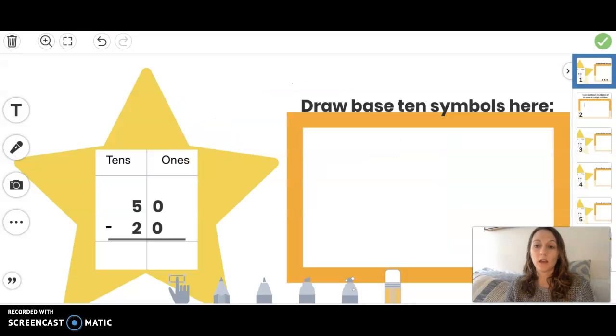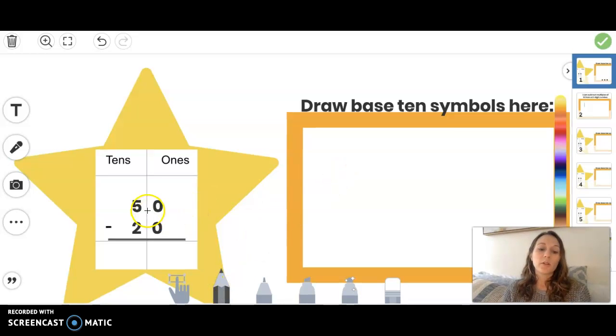You are going to be using base 10 symbols to solve subtraction problems in your Seesaw page. It's very similar to what I just showed you, but it looks a little bit different. You have your subtraction problem on the star, and you will draw your base 10 symbols in the rectangle. You can use your drawing tool or your pencil tool to solve. Once you draw the first number in your subtraction problem, you can take away the second number by either using the eraser tool or by crossing out with a different color.